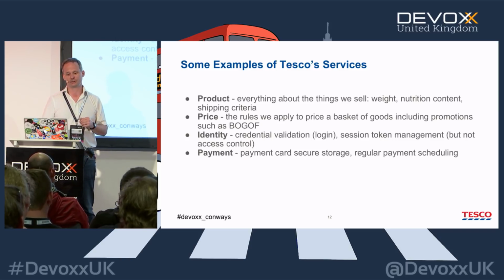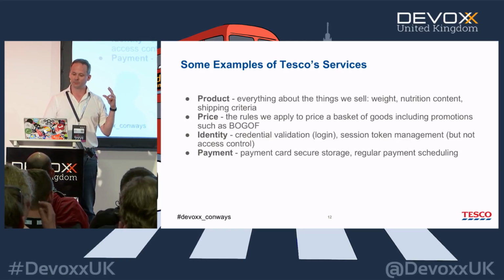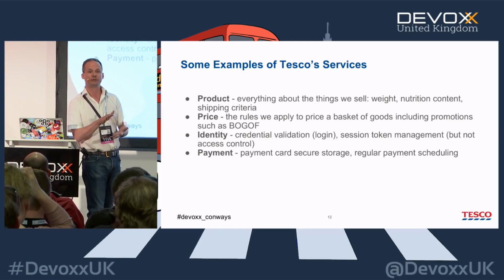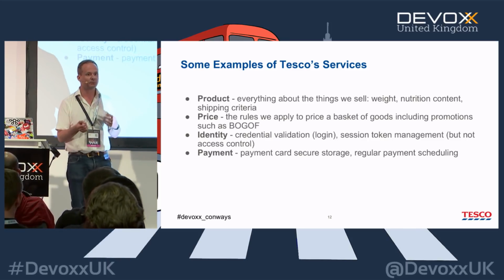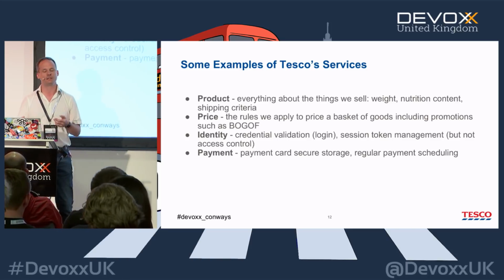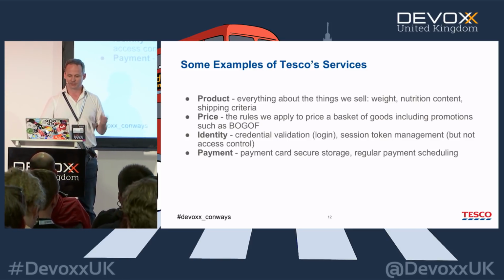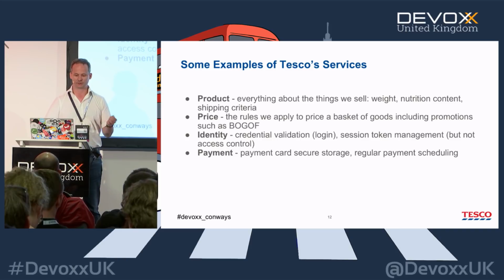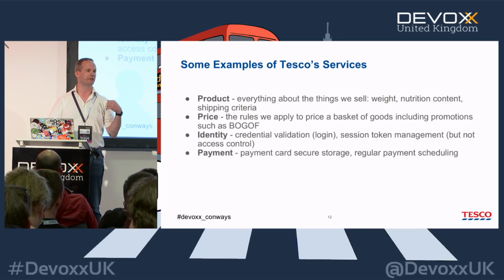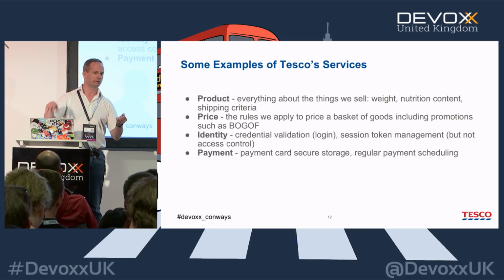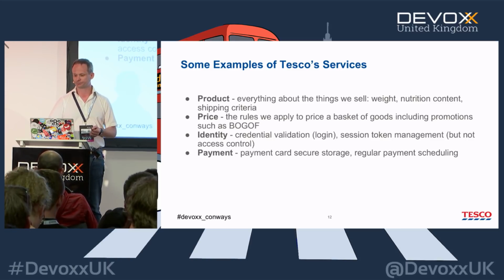Price also deals with promotions, so buy one, get one free, for those who don't work in retail, is a price rule. So where I talk about putting functionality in, it's not just the unit price for beans, it's the promotions around them, pricing up an entire basket of goods. Identity I've talked about: credential validation, session management. Payment: storing the cards, PCI DSS, I'm sure a few of you are painfully aware of those kinds of things. And then regular payments, which allows you to store your card and make a payment in the future.